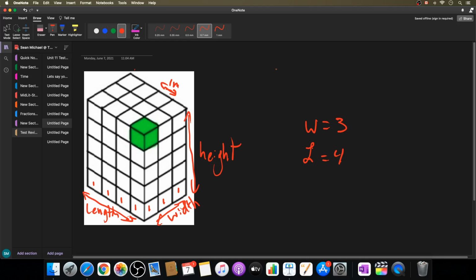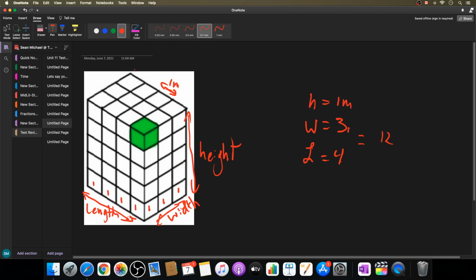We could figure out what one layer is just off of width and length. That would be, in a normal circumstance, the area. Remember, area is length times width, so it will be equal to 4 times 3, which is 12. I'm not putting in the units yet because I don't want to confuse you. To figure out one layer, we could do height equals 1.